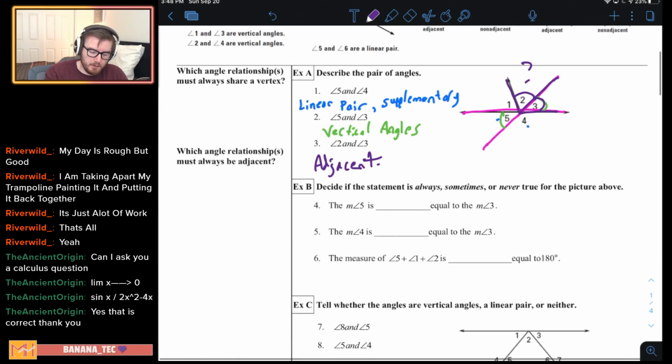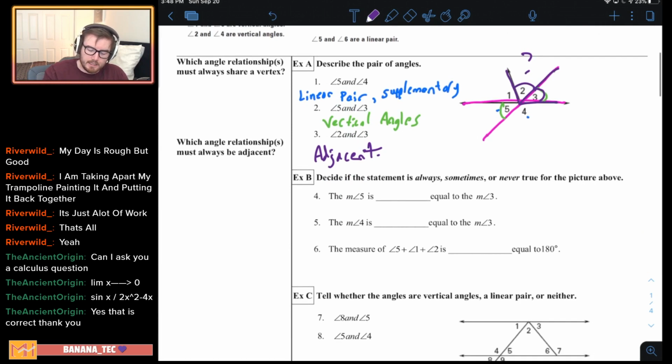I'll answer these questions in just a sec. Let's keep going. Decide if the statement is always, sometimes, or never true for the picture above. The measure of angle 5 is blank equal to measure 3. Well, what did we say about 5 and 3? They are vertical angles, and the one thing that we know to be true about vertical angles is that they are equal to one another. So that's always true. There's never a situation where vertical angles aren't equal. That's what makes them vertical, the fact that they're equal.